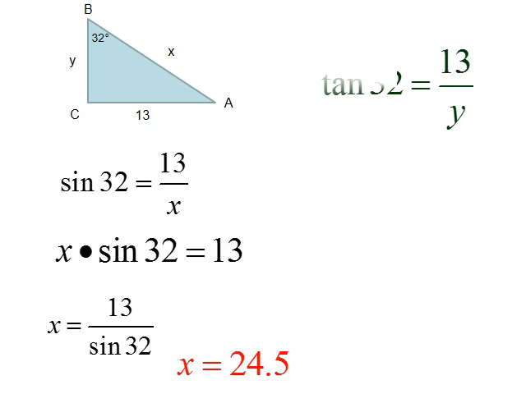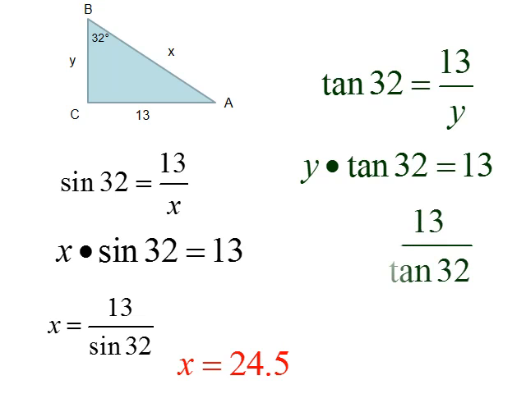If you said tangent, you are understanding this lesson. The tangent of 32 equals opposite over adjacent, so 13 over y. We're going to have to cross multiply, and to get y by itself, we have to divide both sides by the tangent of 32. Type that into your calculator, and you should get y to equal 20.8.